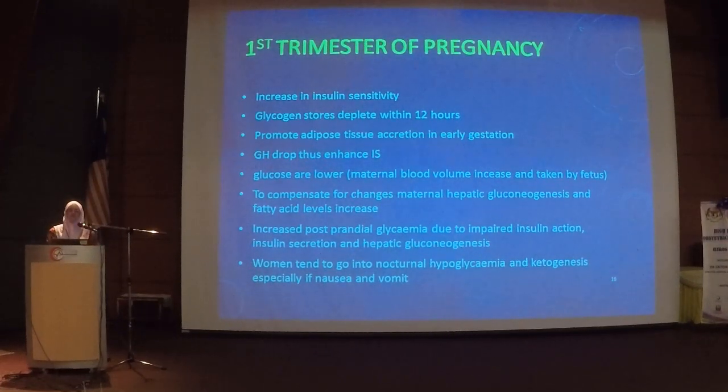Are you feeling a bit lost? Okay, I see a lot of question marks on the heads. So again, I recap. In the first trimester of pregnancy, there's increased insulin sensitivity. So there's a lot of insulin secretion, and the extra glucose will go to the fetus. But because of this, glucose is lower for the mother, because maternal blood volume increases and there's also uptake by the fetus. But remember, when the glucose is higher, the insulin secretion is also higher. So what does insulin secretion do? It will promote fat storage in the mother so that later on, when the body cannot cope anymore, it will break down this glycogen and fat to produce substrate for the mother and the fetus.